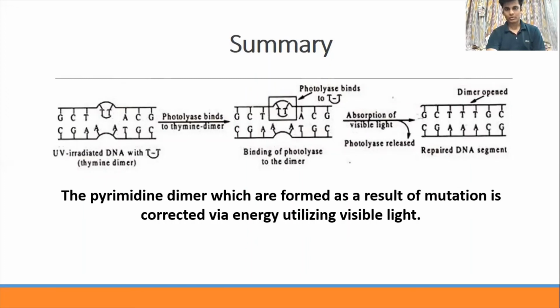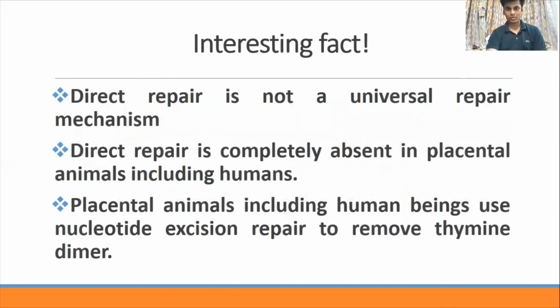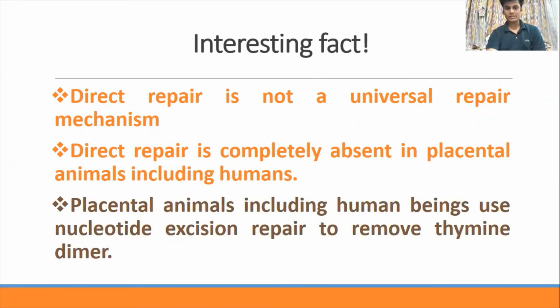Now let's look at certain interesting facts related to this topic. Direct repair is not a universal repair mechanism. Direct repair is completely absent in placental animals, including humans. Placental animals, including human beings, use nucleotide excision repair to remove thymine dimers.